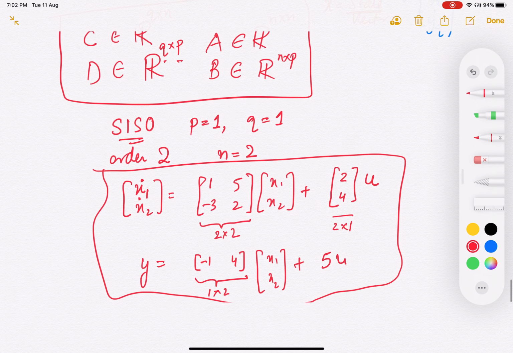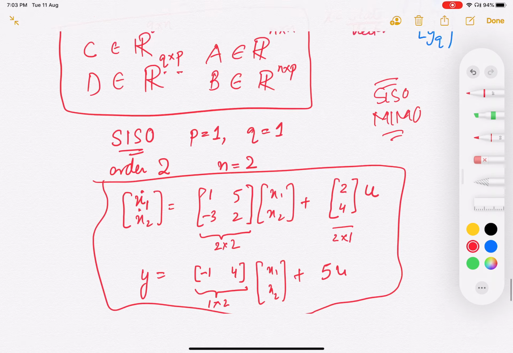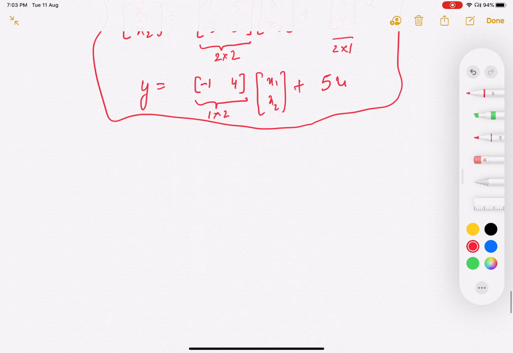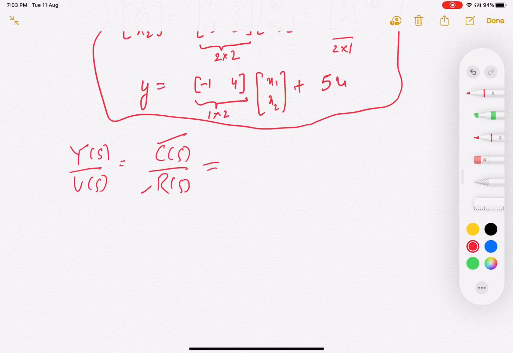Now you can instantly see the advantage of representing a system like this. The biggest advantage is that you can represent a multiple input, multiple output system, or a single input, single output system, in the same basic formulation, the basic formulation being this. This is not true for the transfer function representation. For single input, single output systems, we have seen the transfer function Y(s) by U(s), or C(s) by R(s), where C was the output.